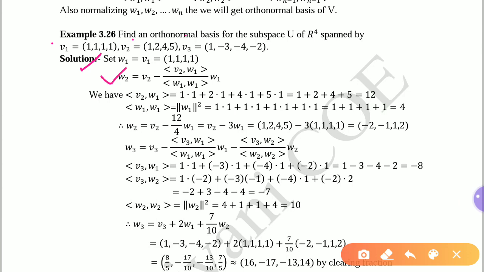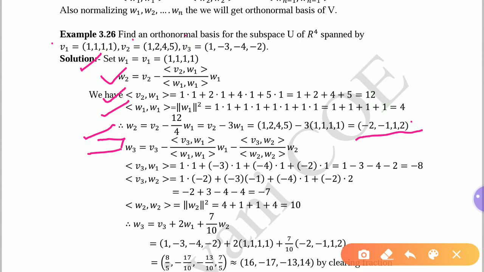W2, we use this formula: V2 minus the inner product of V2 with W1, divided by the inner product of W1 with W1, into W1. After calculating all these things, you can see that the inner product of V2 with W1 is this. The inner product of W1 with W1 itself is the norm of W1 squared. That also we have written. Finally, putting in this value and carrying out the difference of the 2 vectors, we get W2 as -2, -1, 1, 1, 2.